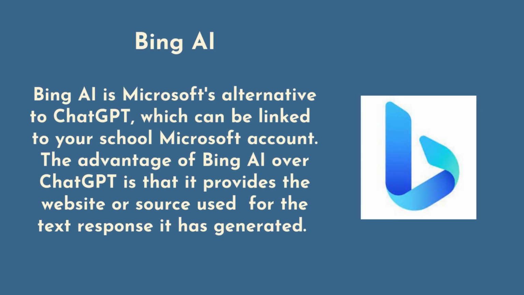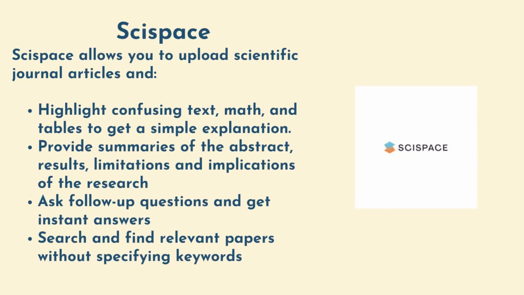Bing from Microsoft can be linked to your school Microsoft account. When you ask it questions, it will provide human-like responses with footnotes that link back to the original sources and information that is up to date. SciSpace is an AI platform that assists with reading scientific papers. You can search for or upload the paper or report that you wish to use, and then use SciSpace to explain any of the text, math, or tables for you. You can also ask it to explain the methodology, results, and implications of a paper, as well as ask follow-up questions.